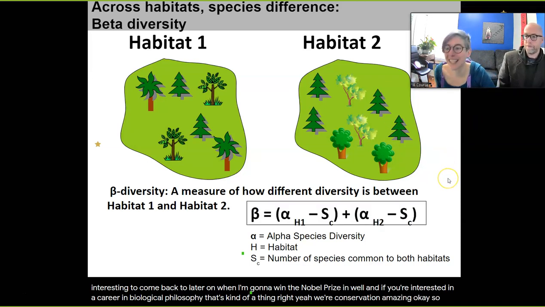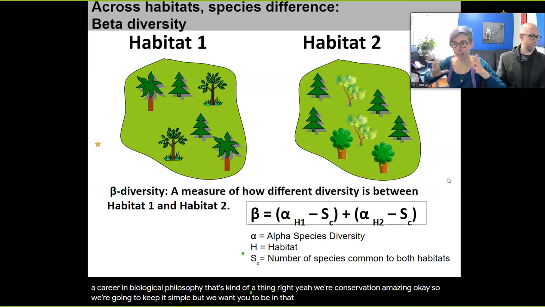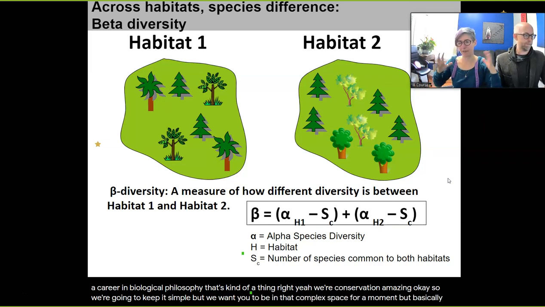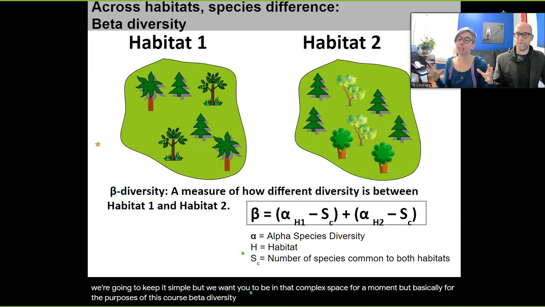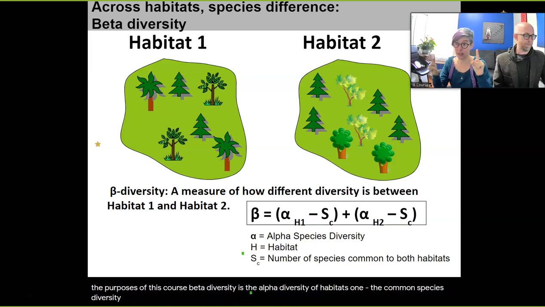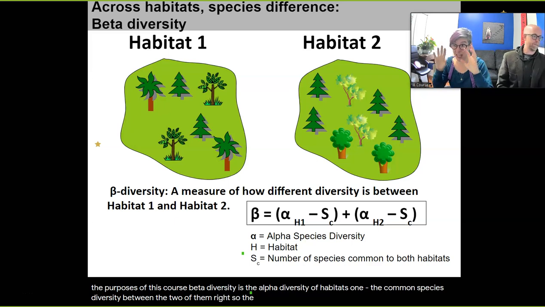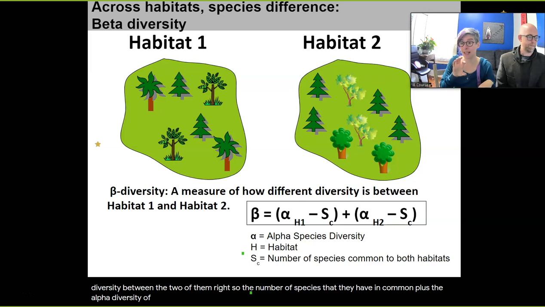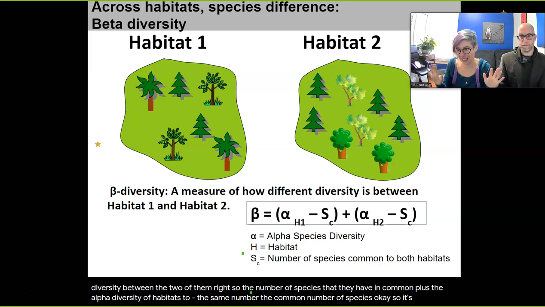So we're going to keep it simple, but we want you to be in that complex space for a moment. For the purposes of this course, beta diversity is the alpha diversity of habitat one, minus the number of species they have in common, plus the alpha diversity of habitat two minus the same common number of species. So it's nice and simple. So you got this. Yeah, you totally got this, right?